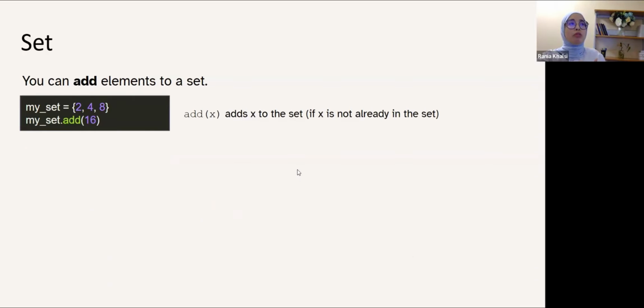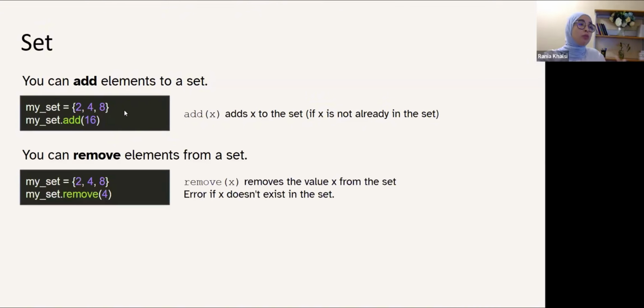We can add elements to the set in the same way. So we use dot add 16. In this case, add x is going to add this number to your set in case this number does not exist. So if we do add 2, and your set is 2, 4, 8, it will remain 2, 4, 8 because 2 already exists. Now you add 16, then the size of your set will increase, and you will have 2, 4, 8, 16.